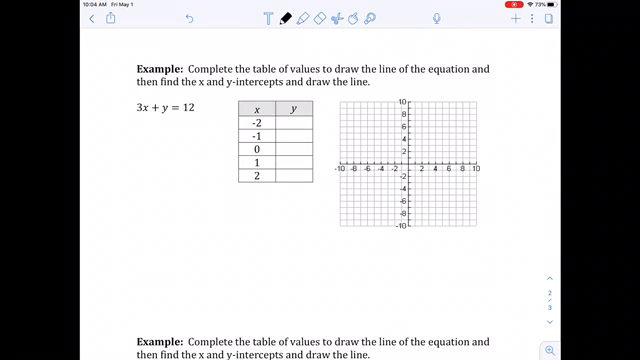Okay, complete the table of values to draw the line of the equation and then find the x and y intercepts and draw the line. What I'd like you to do is fill in this table of values. I'm going to get you started.